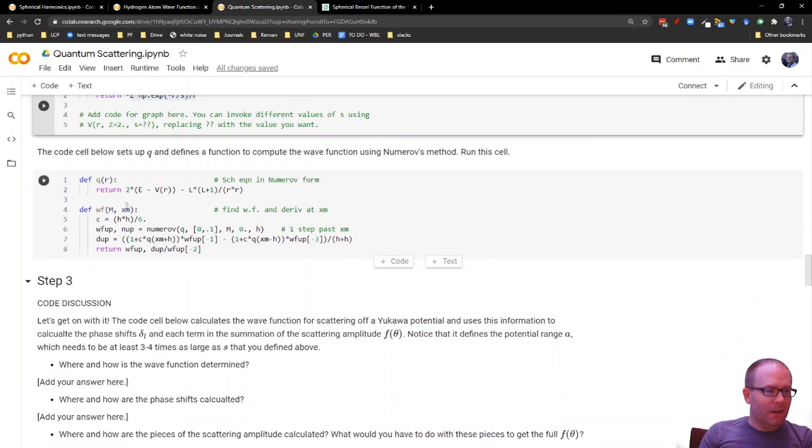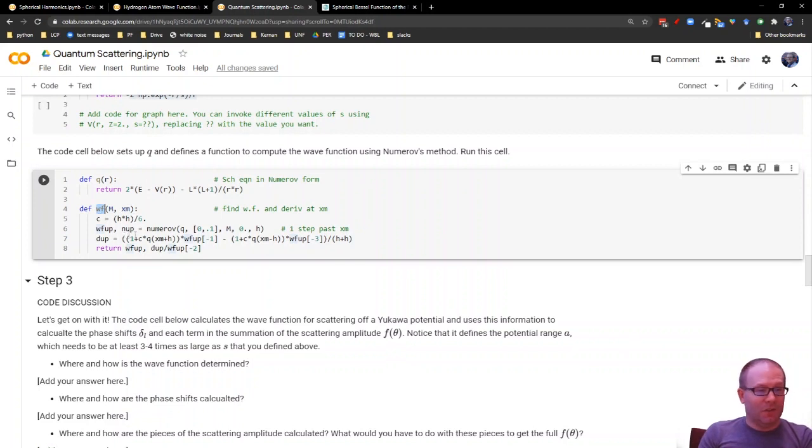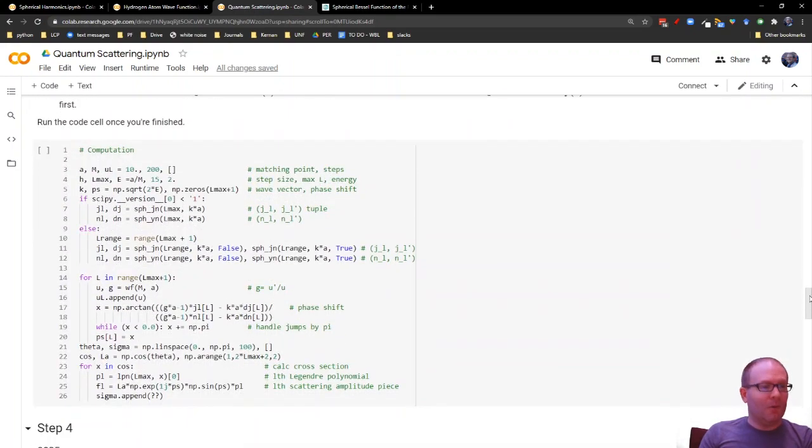We come down here. Here's where we calculate that Q to get us our differential equation for the Schrodinger equation. And here's where we calculate the wave function, right? So we just take the Numerov's method. We apply that to get the wave function here. Then we simply return the wave function here. And we come down to here where we're actually doing the computations. All that was a nice setup.